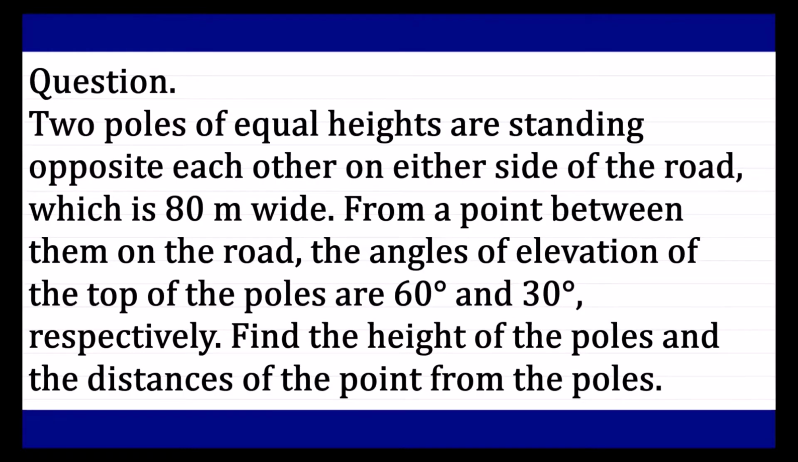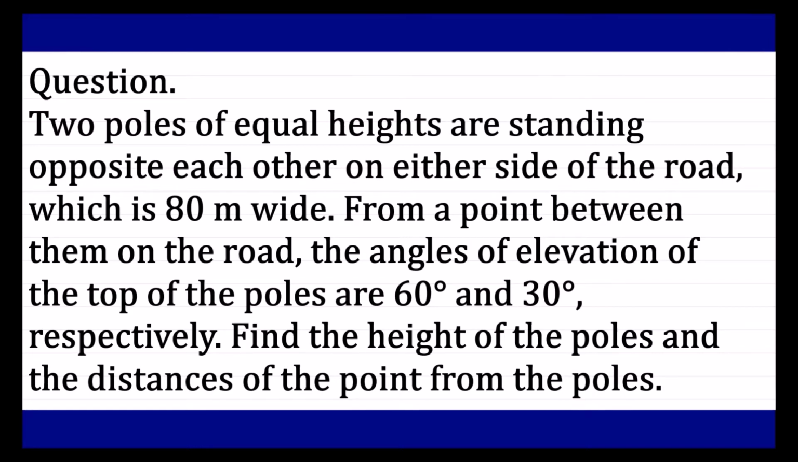The given question is: two poles of equal heights are standing opposite each other on either side of the road, which is 80 meter wide. From a point between them on the road, the angles of elevation of the top of the poles are 60 degree and 30 degree respectively. Find the height of the poles and the distance of the point from the poles. So guys, let us see how we are going to solve this type of questions.